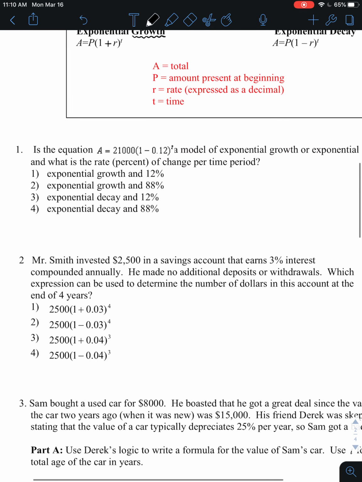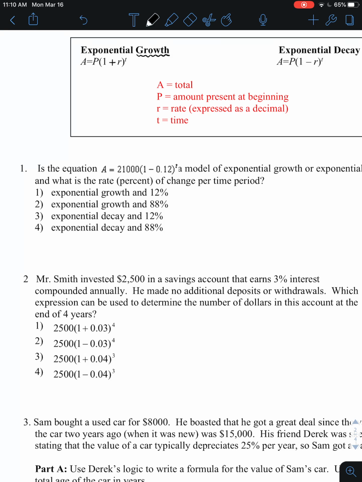Okay, so let's take a look at this. When we have growth by a percent, we add that percent again in decimal form to 1. We raise it to the time period, and then we multiply it by the initial amount, which sometimes we refer to as P, the amount present in the beginning. And then the only difference, if we're decaying or decreasing by a percent, we subtract that decimal form of that percent from 1 instead of adding it.